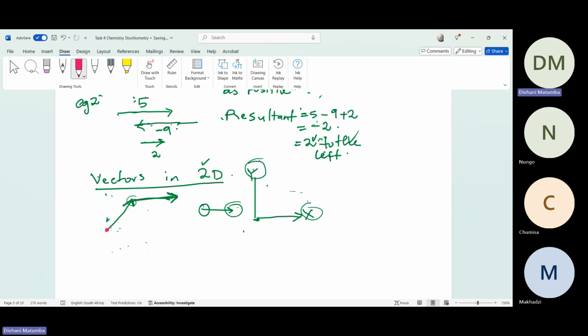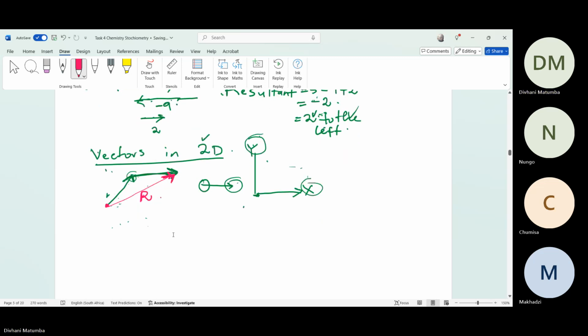So if you take the two vectors and connect them head to tail, if you take the distance from the tail of one vector to the head of the other, this will be the resultant. Now, another way, this is the head and tail method. Okay, we also introduced the parallelogram method.